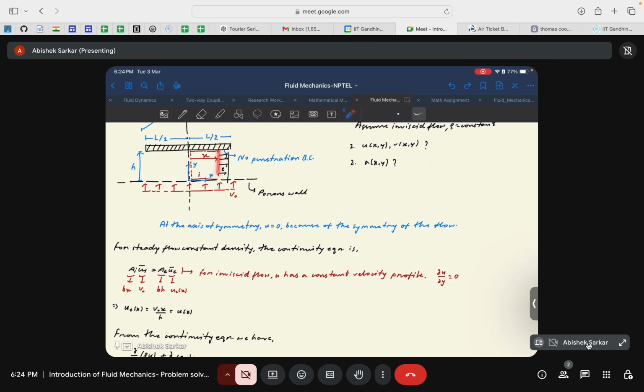So U_E would be a function of x. Okay, it might vary along the axial direction, but there is no variation along the height, along the y-axis. So U_E would be a function of x. Okay, it might vary along the x direction.